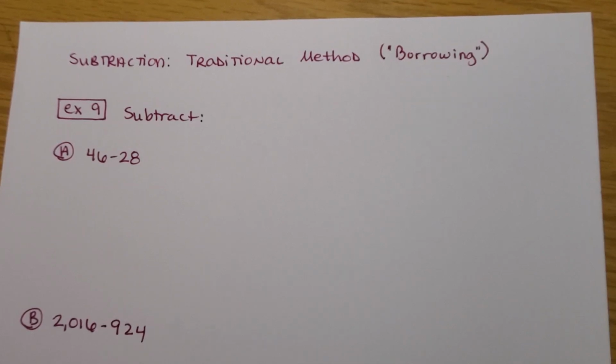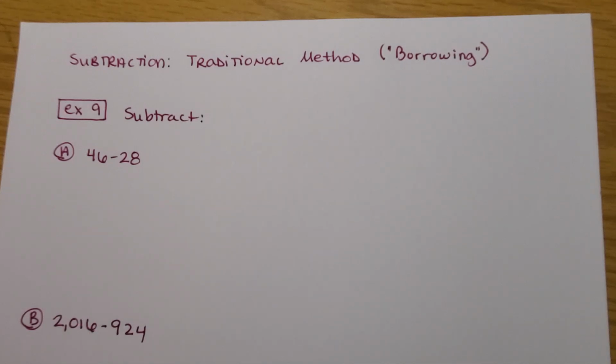Hello, I'm Professor Rad, and in this video, we're going to talk about subtraction using a third technique, which we're going to refer to as the traditional method, because this is what you might have been traditionally taught in school. This is also referred to as borrowing. So when we do subtraction, if we can't subtract down, we're going to borrow from the next place value over so that we can do that.